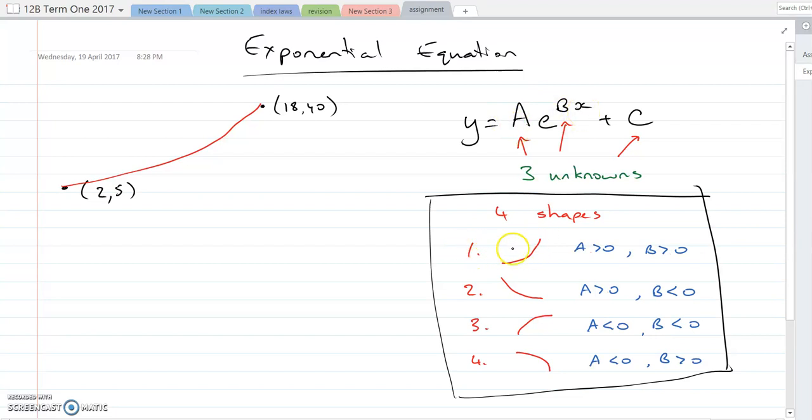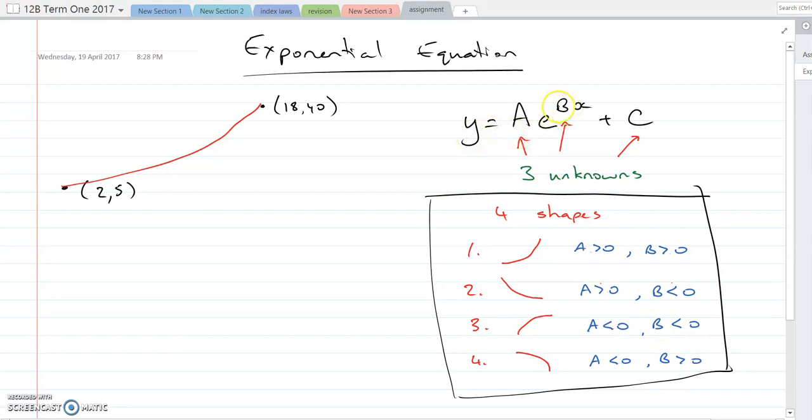With an exponential, there are 4 different ways this shape can curve, and for each of them it changes whether a and b are positive or negative. For the first one, which is the shape I'm doing, a and b are both positive. If your shape went this way, a would be positive, b is negative. If your shape is curving this way, they're both negative, and so on.